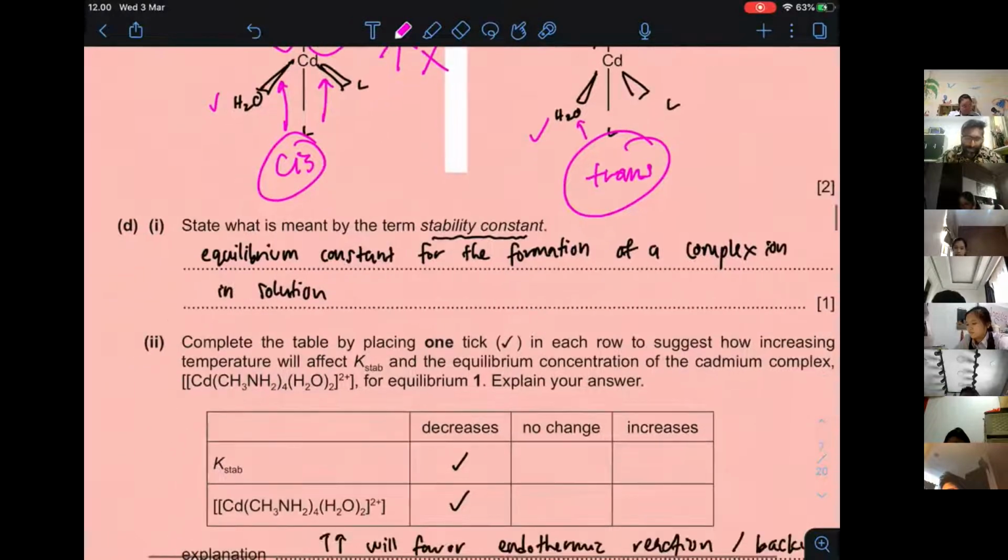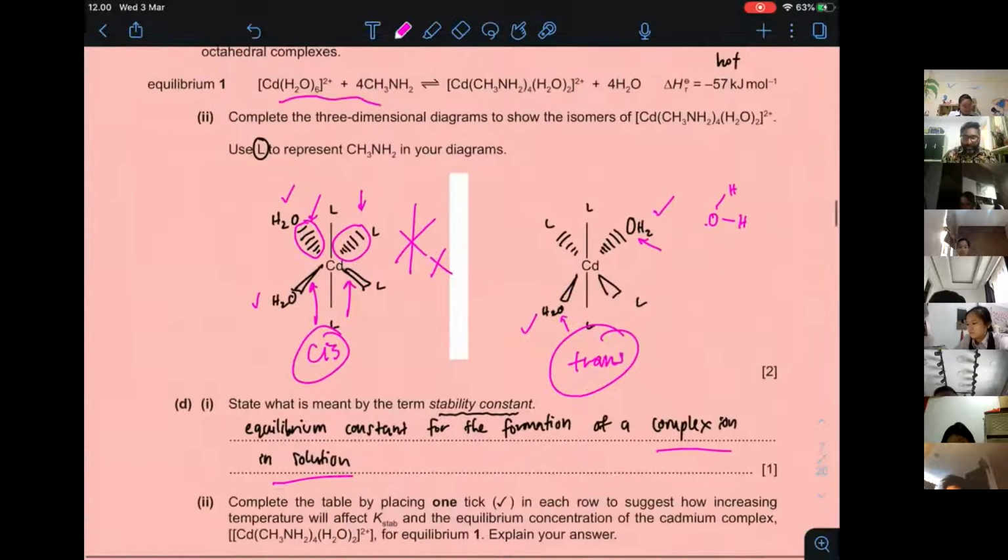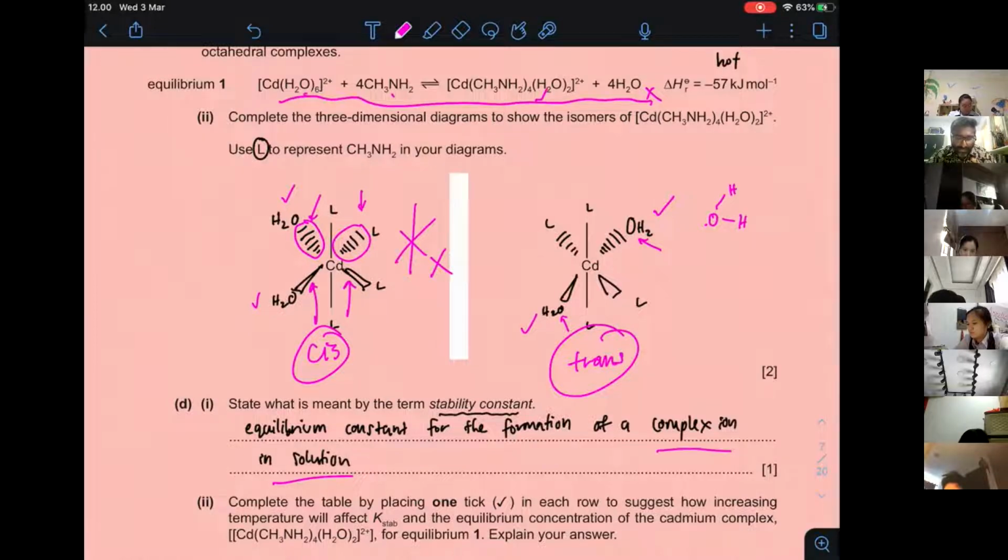Next question, state what is meant by the term stability constant. Stability constant is something like Kc. So it's an equilibrium constant for the formation of a complex ion in a solution. So for example, in this, it's something like Kc, but we are not going to involve water. So this one divided by this to the power of 4. So that is going to be K step, the stability constant.